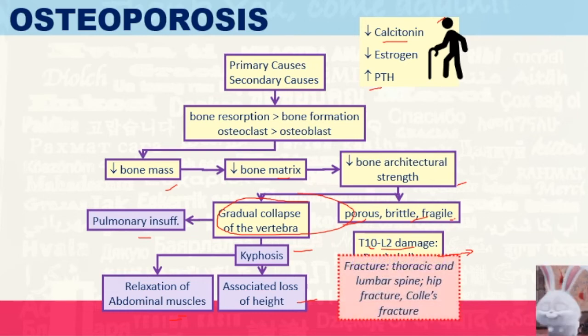Okay, so here are the complications. You'll have fracture, either of the thoracic or the lumbar spine. You'll have your hip fracture. Then there could be your Colles' fracture. Your Colles' fracture, we'll discuss that under fractures.